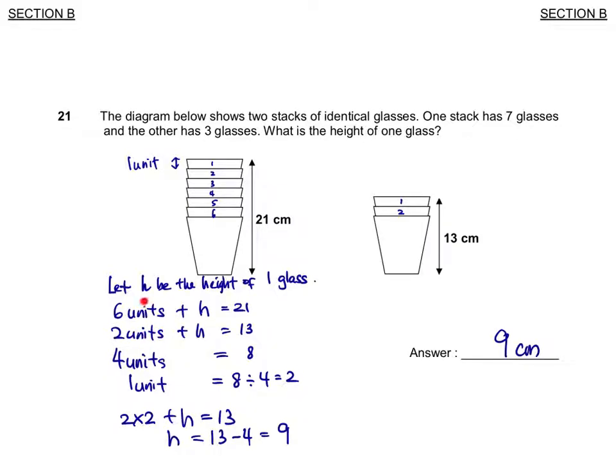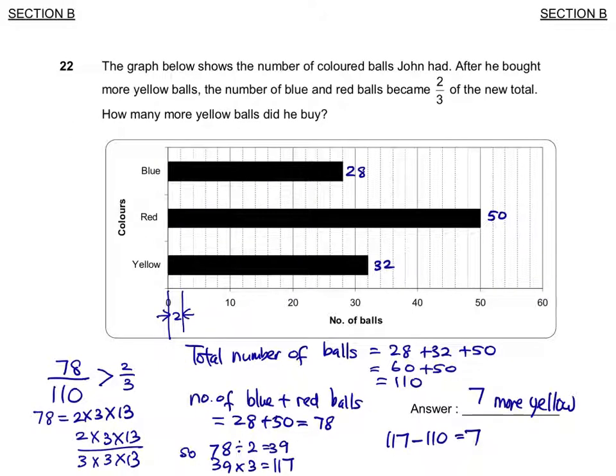So from here you can just subtract this one from this one, you get rid of the h. So 4 units is equal to 8, then 1 unit equals 2. This one is 2 and 2, so this one must be 9. The height of the glass must be 9. Quite easy, although it's a lot of steps, the steps are quite easy, flowing quite easily, quite short. Okay, question 22 is a bar graph question.